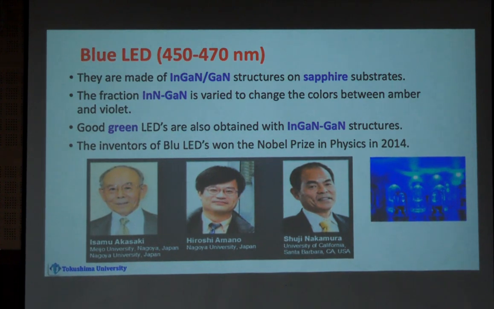In 1971 and in 1990, red and green LED was already discovered. But blue was not discovered. When blue LED was discovered in 1991, then it was possible to make the white light.